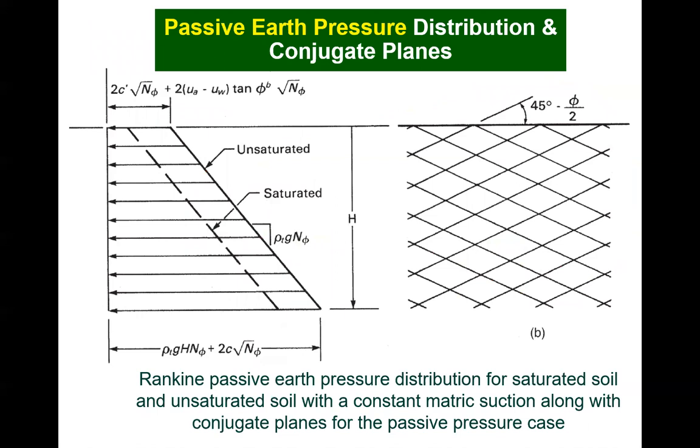The same comparisons between a saturated soil and an unsaturated soil can be made for the passive earth pressure distribution. In this case, the passive resistance of an anchor would increase as matrix suction increases. The increase in passive resistance is equal to 2 times the matrix suction multiplied by the tangent of the friction angle with respect to suction. The net changes associated with suction can be substantial.